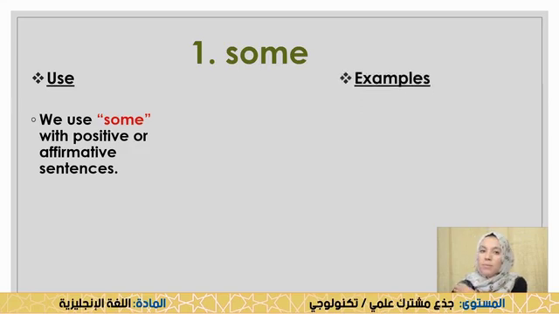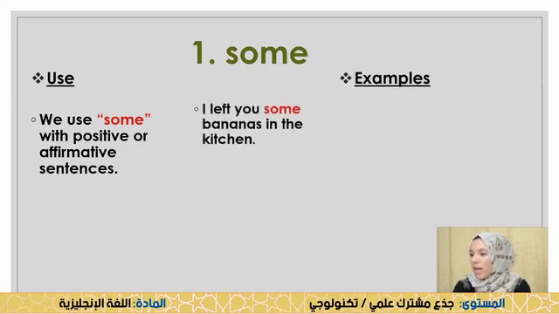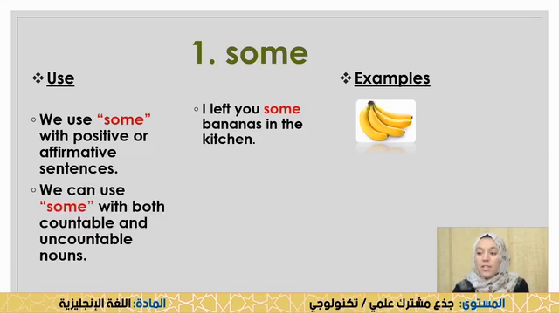Let's give an example. I left you some bananas in the kitchen. Now, the first thing to draw your attention to is that we are working here with an affirmative sentence. And again, I use some because I don't know the quantity of bananas I'm talking about. I just left you some. It could be a little, it could be a lot. We don't know. Number 2, we use some with both countable and uncountable nouns.